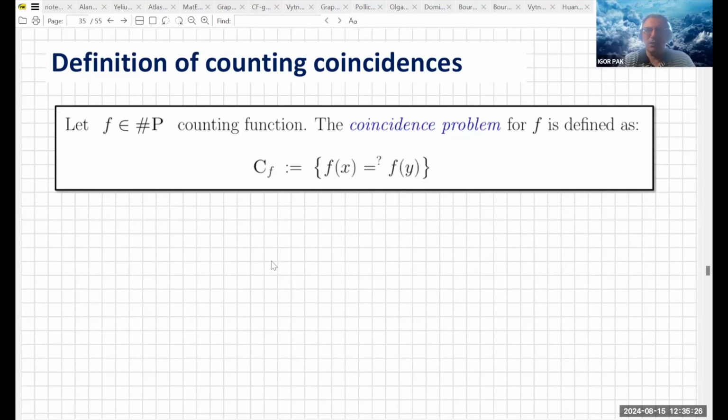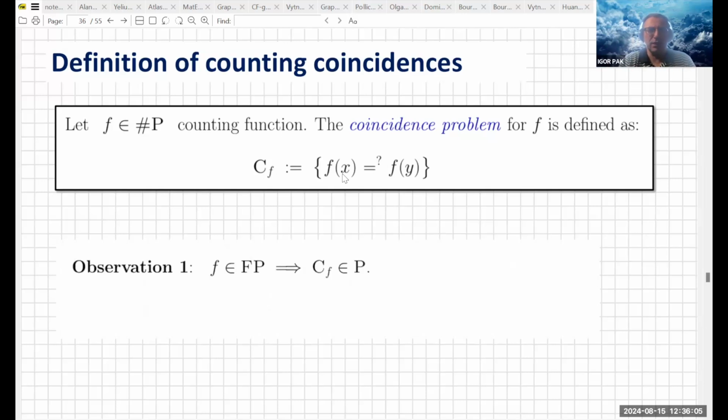so now that I set it up, I may as well define what I'm talking about. So if f is a counting function, basically, a function which counts the number of certain combinatorial objects. So combinatorial objects can be Young diagrams, and the function is the number of standard Young tableaux. So the coincidence problem is a problem of deciding whether this function is equal on two different inputs also given to you. So given two inputs x and y, is this function the same? So given two Young diagrams, is it the same number of standard Young tableaux?